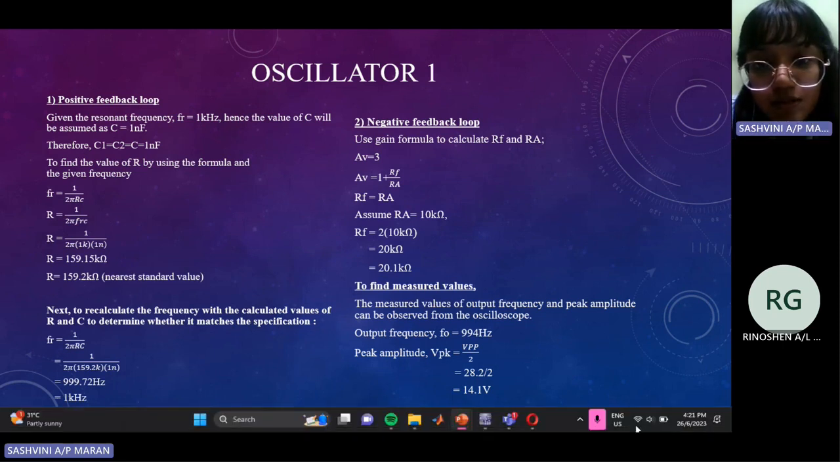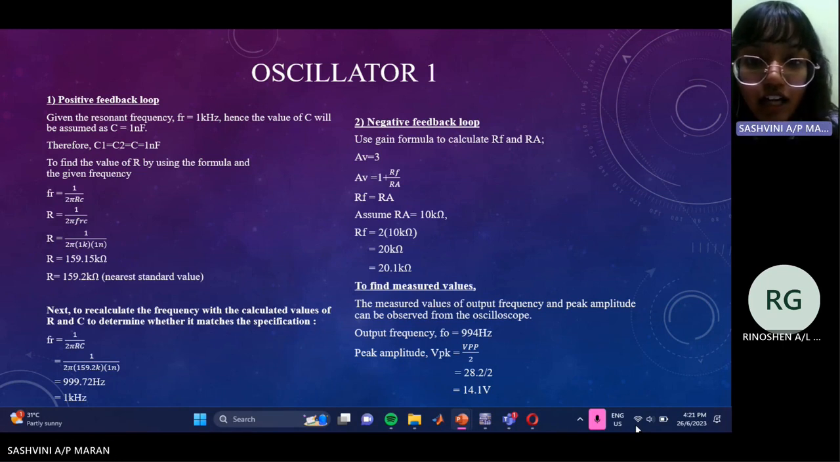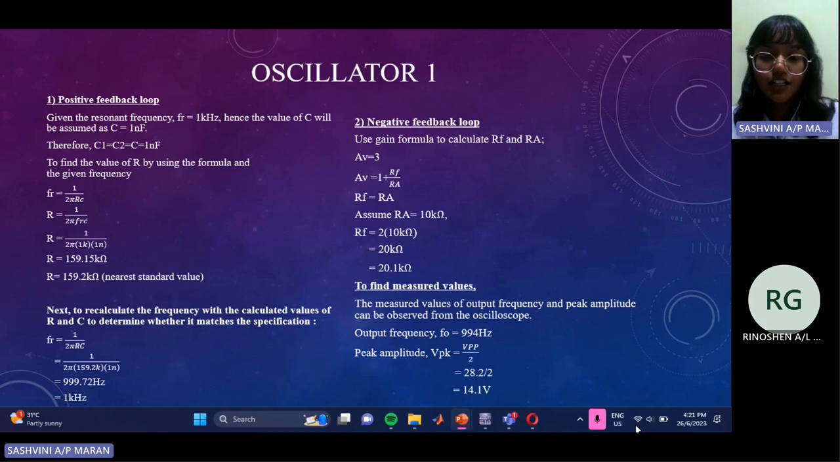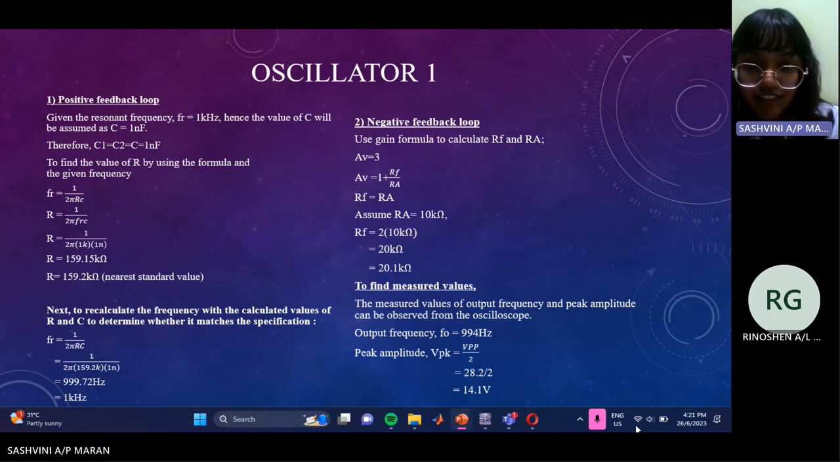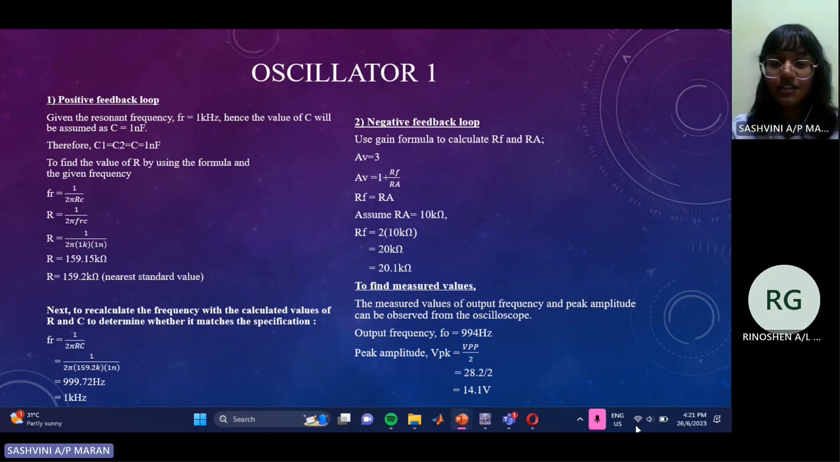Then AV equals 1 plus RF over RA. RF equals 2 times RA, and we are going to assume that RA equals 10 kilo ohms. Hence, the value of RF equals 20 kilo ohms. We are going to take RF equals 20.1 kilo ohms to the nearest standard value.